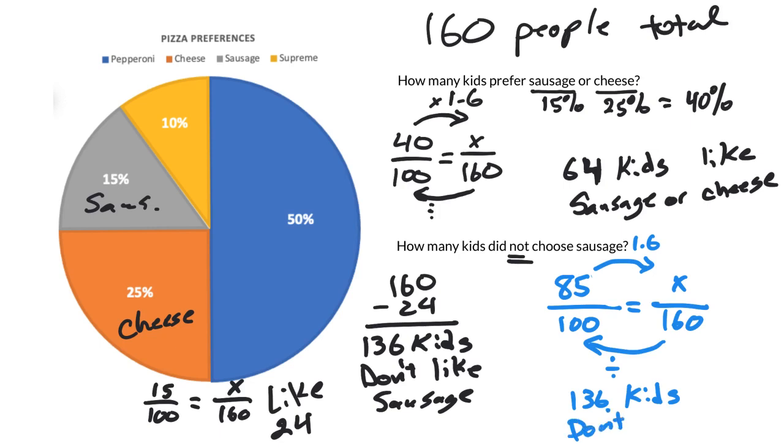So you have two different ways you could do that problem. You could look at the percentage of kids that don't like sausage and figure that out, like I did in the blue. Or you could figure out how many kids do like sausage and subtract to find out how many kids don't like sausage, like I did in the black. So, two different ways to do it. You pick the way that you like best and you go with it. 136 kids don't like sausage.